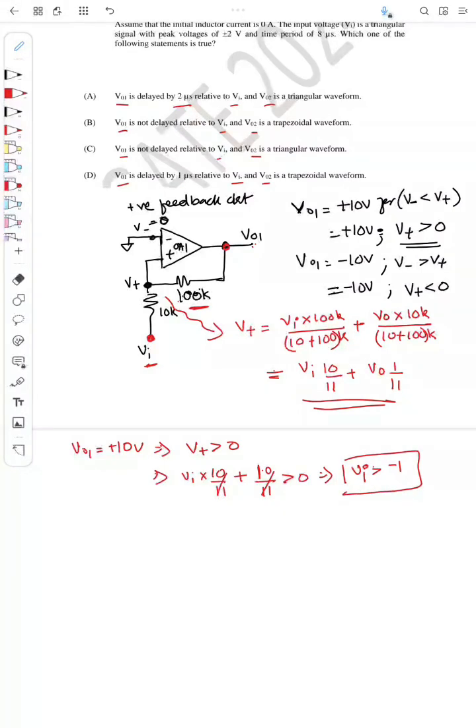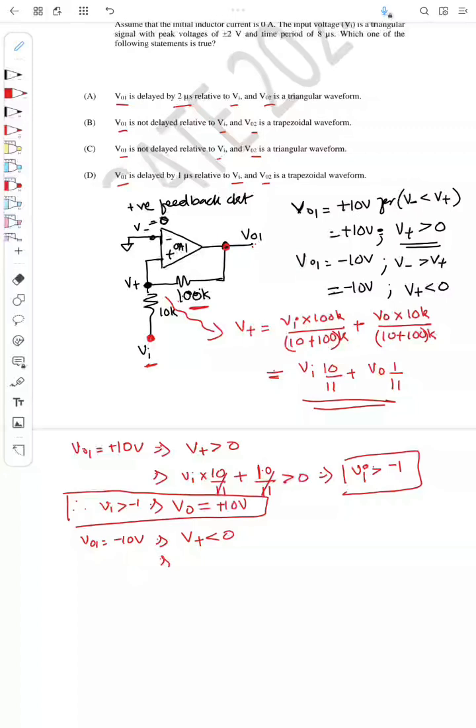So whenever Vi is greater than minus 1, V0 will be equal to plus 10 volt. Whenever Vi is increased above minus 1, V0 will be plus 10 volt. And V0 will be equal to minus 10 volt when V plus is less than 0, right? So if I substitute, Vi into 10 by 11 plus instead of 10, V0 will be minus 10, so minus 10 by 11 greater than 0. So 10 by 11, 10 by 11 cancelled.